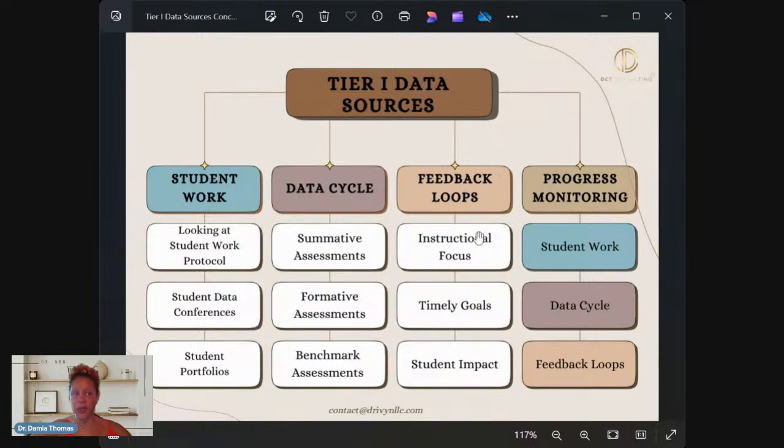Feedback loops is another piece, right? And this is for you as a school leader in terms of the instructional focus, the timely goal set, and the student impact. What's really critical here is the progress monitoring. All three of these have to be progress monitored. All three.